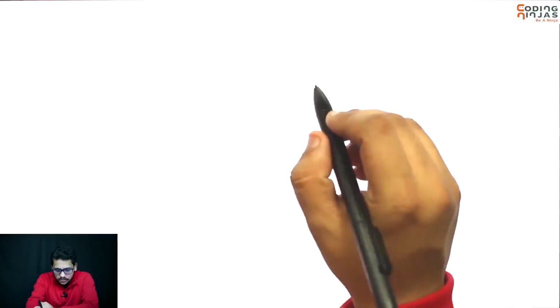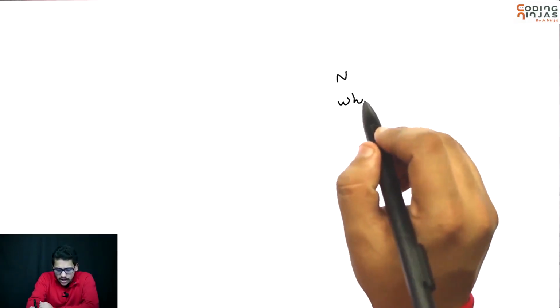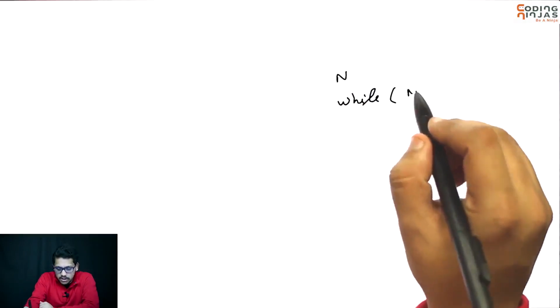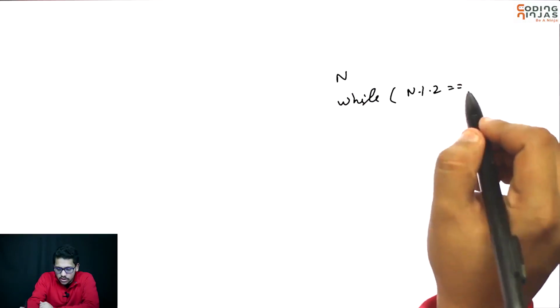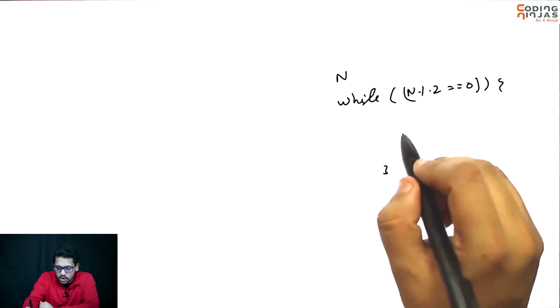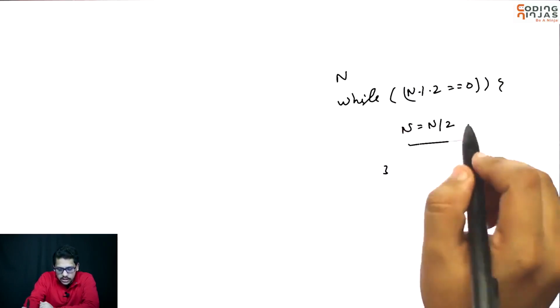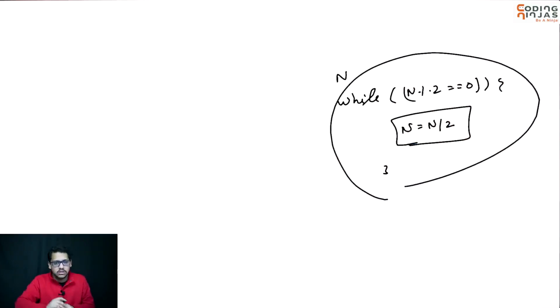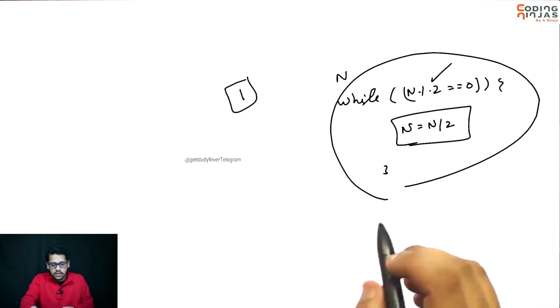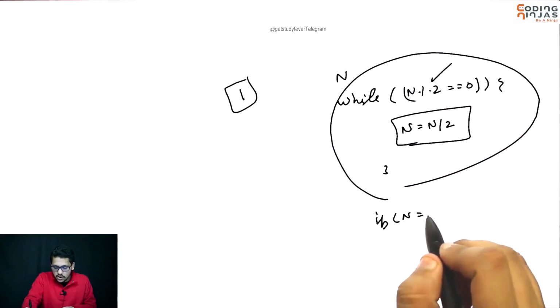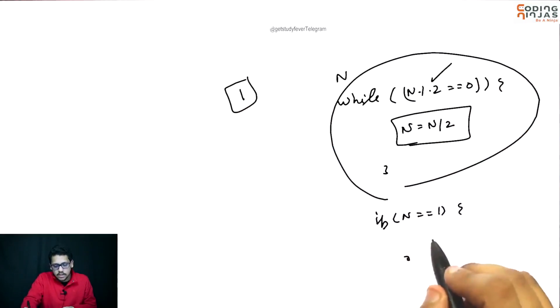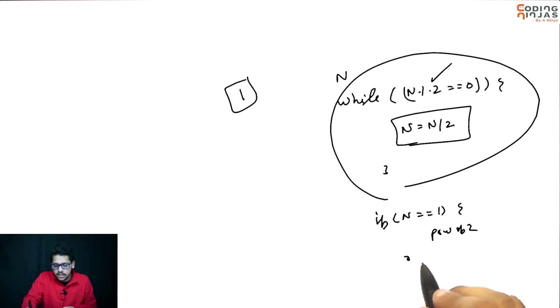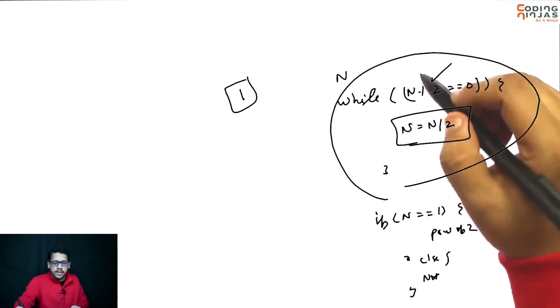So our code can be: given n, while n is divisible by 2, that means n modulo 2 is equal to 0, you keep on doing n equal to n divided by 2. You keep going until this fails. If it has failed at the position 1, that is, if n equals 1, then it is a power of 2. Otherwise it is not.